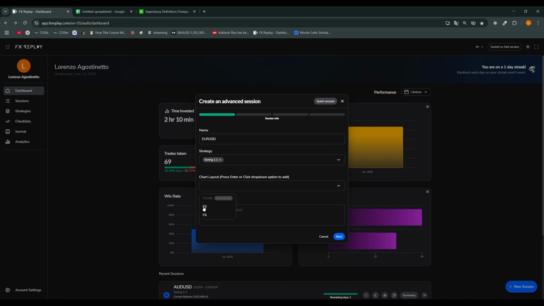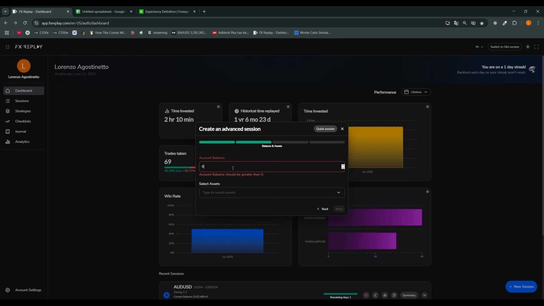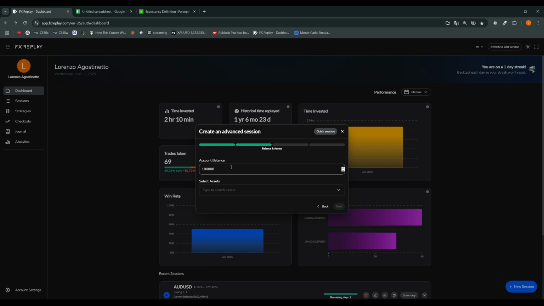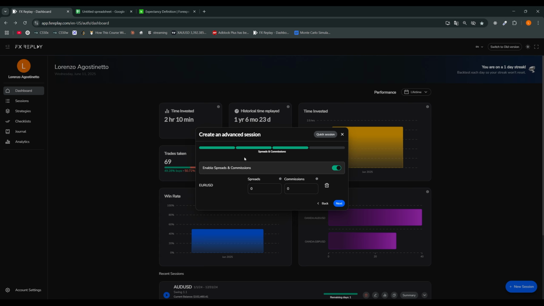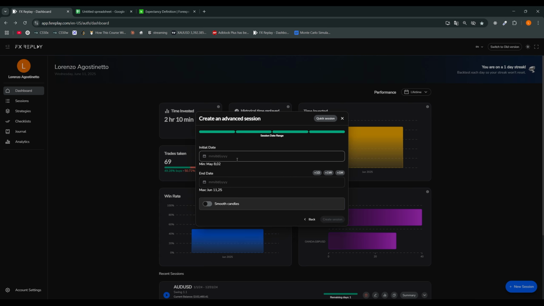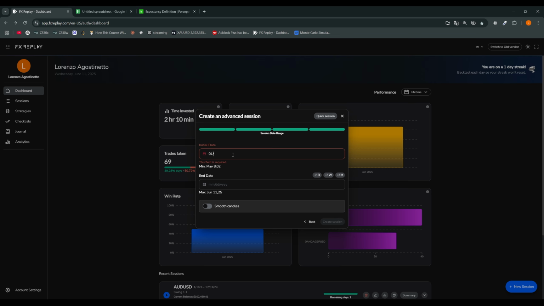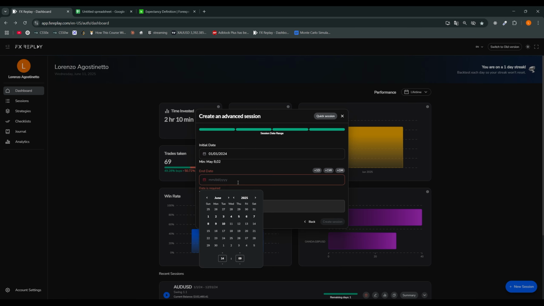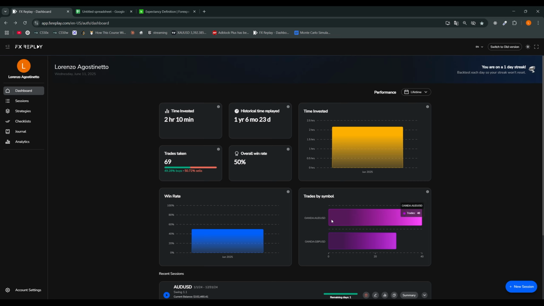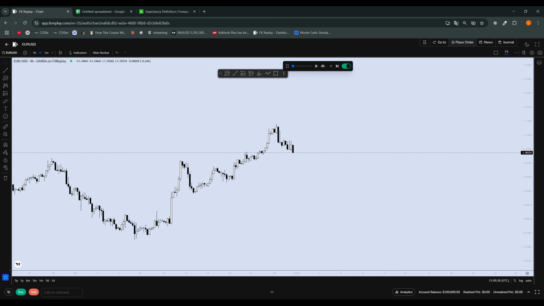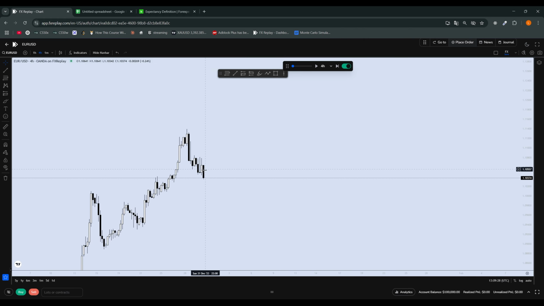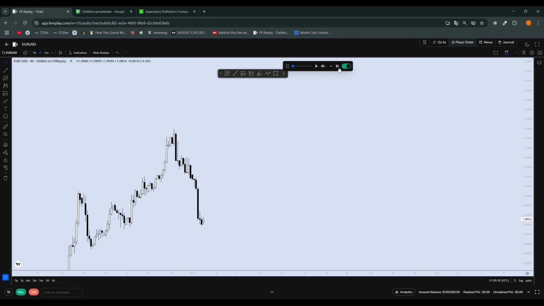With this strategy and this layout, the starting balance will always be 1000, with 100,000 leverage. We'll have spread and commission. The start day will be the 1st of January 2024 and the last day will be the 31st of December 2024. Okay, let's see where price goes.